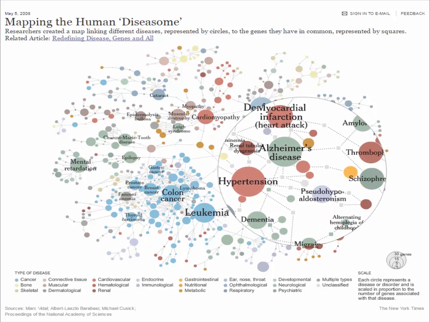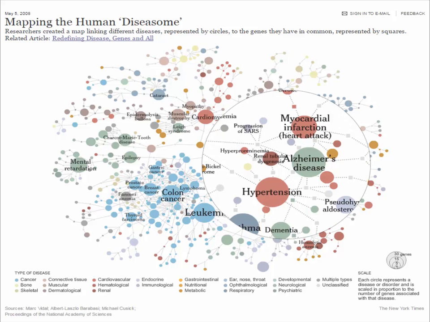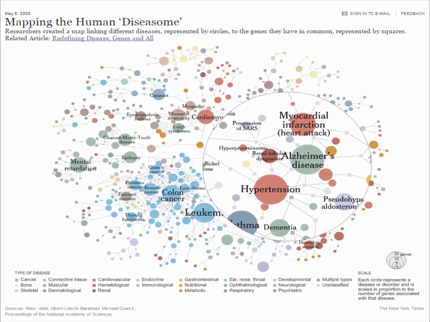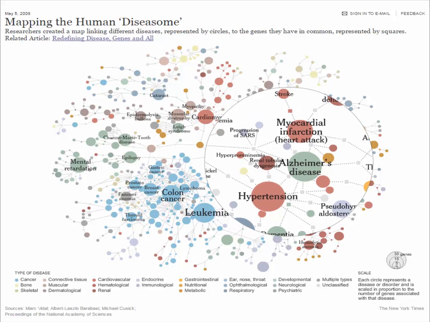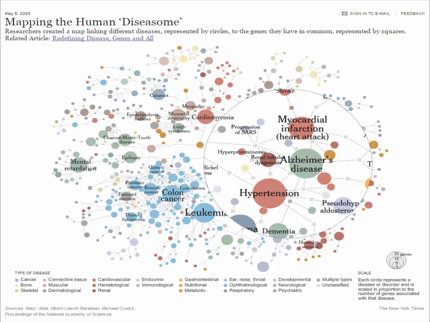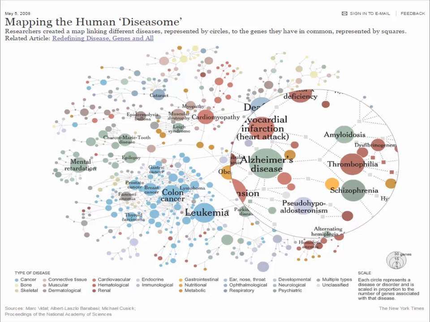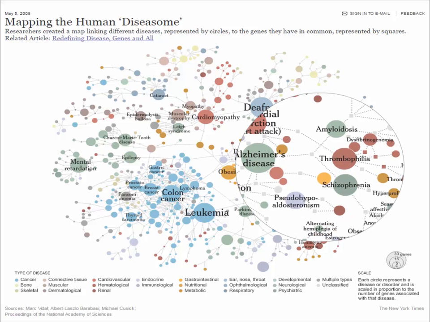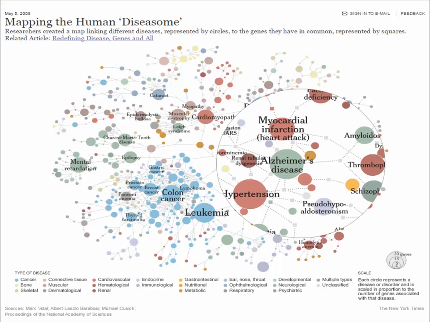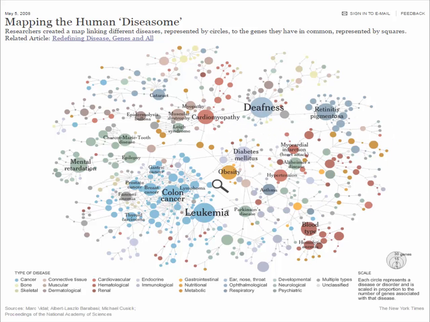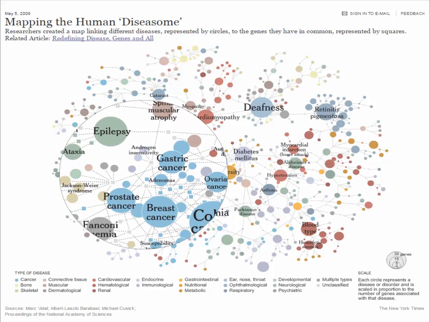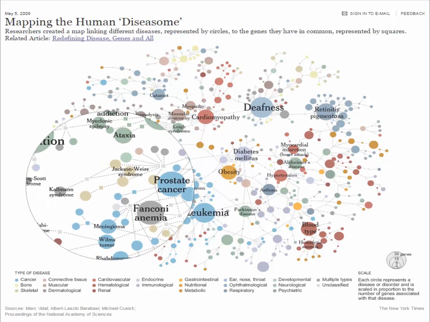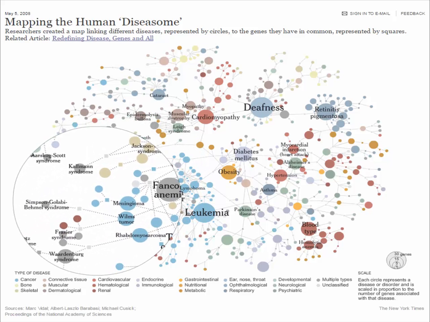Using our interactive tool here, we can look at some of the relationships between different diseases. If we're looking at Alzheimer's here, it looks like there's some relationship with heart attacks, hypertension. It looks like there's some sort of relationship with schizophrenia. Who knew? As well, we might have different types of cancers that might have relationships with some other types of syndromes or diseases.